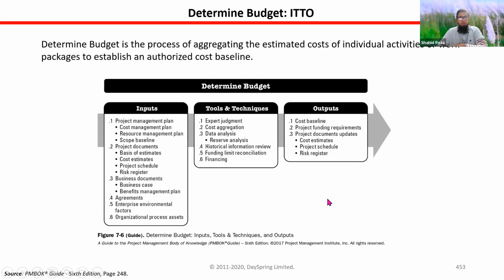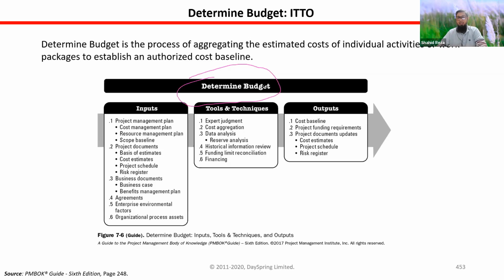Okay. So we have done the hardest part of the estimation. That means we have estimated all the activities cost in the last process, that is estimate cost process. Now determine budget. Determine budget. That means now we already have all the cost for all the activities, all the work packages from the last process we did.